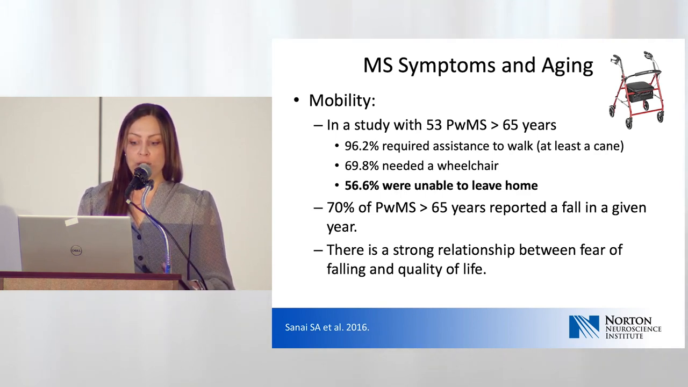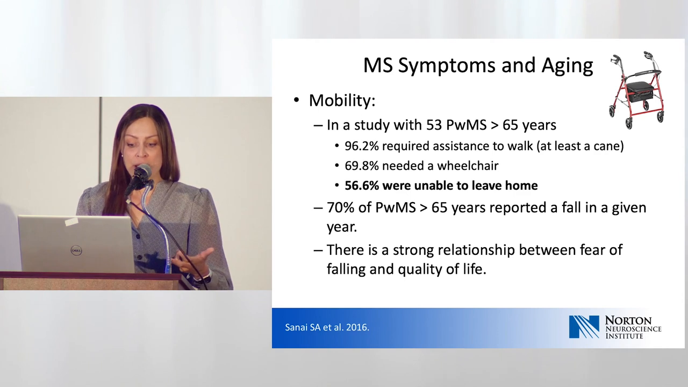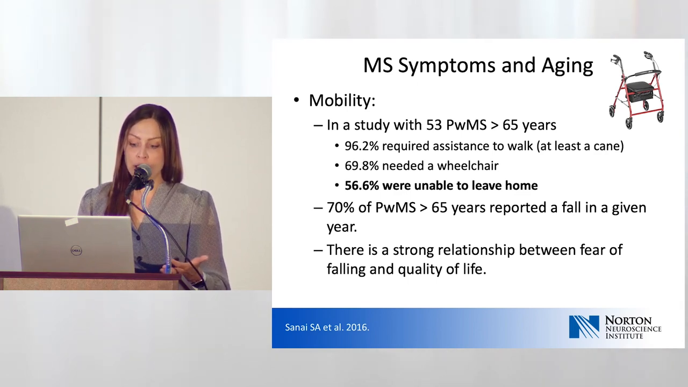And in a study with 53 people with multiple sclerosis over 65, their mobility looked pretty bad. 96.2% required at least a cane to walk. Almost 70% needed a wheelchair. And over 50% in this small study were unable to leave home unassisted. So that's pretty dramatic. All right.